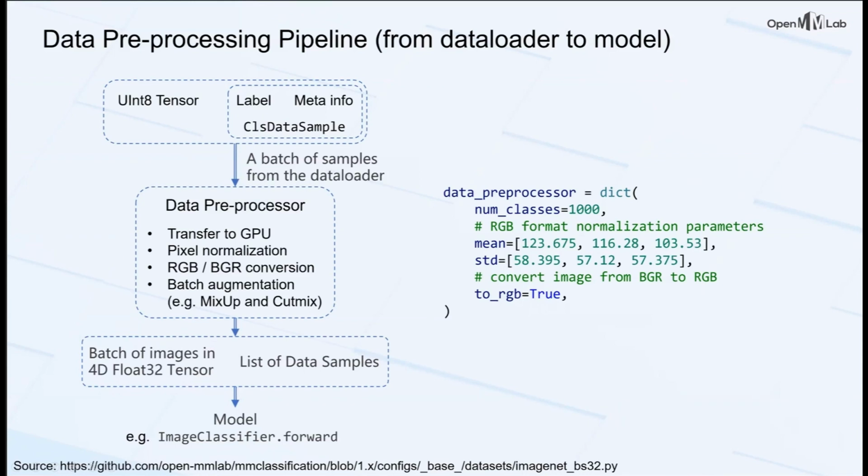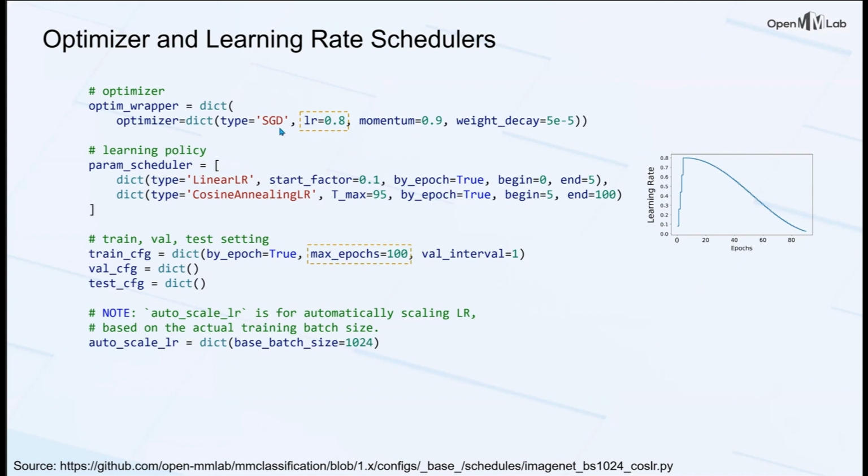And the third part is about optimizers and the learning rate schedulers. So in this example, we configure an SGD optimizer with learning rate 0.8, and we set two learning rate schedulers. One is to warm up the learning rate at the beginning of training, and the other one is to decay the learning rate following a cosine curve. And here we can define the number of total epochs to be 100, and validate the model every one epoch during training. And this additional option is for an automatic learning rate scaling, as we have introduced previously.